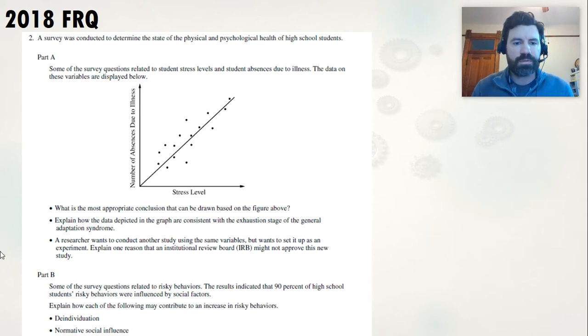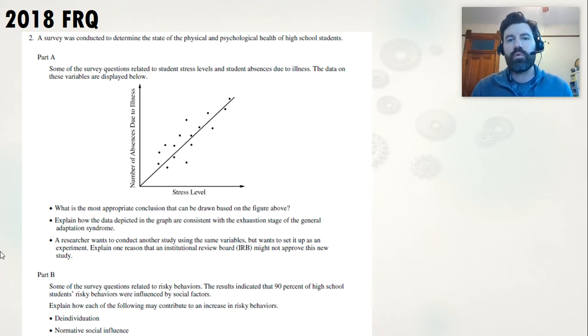So here are the questions. First one, what is the most appropriate conclusion that can be drawn based on the figure below? Remember, correlation does not equal causation. When they're scoring this, they just want to make sure that you notice that as stress levels increase, so do the number of absences. Or you could write as absences increase, it appears that so do the levels of stress.